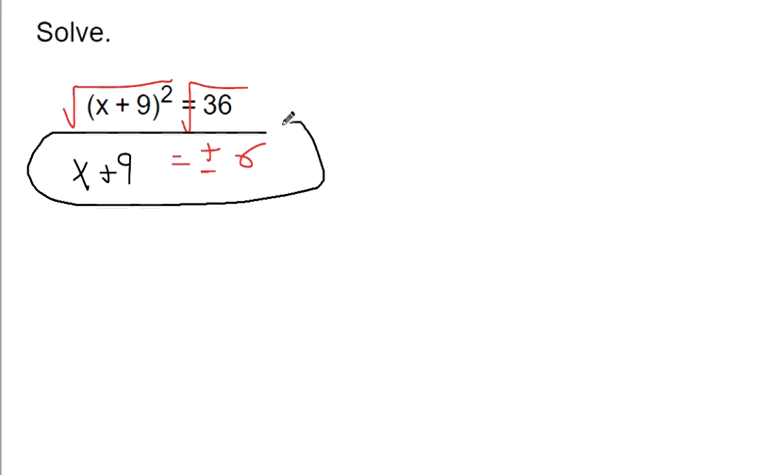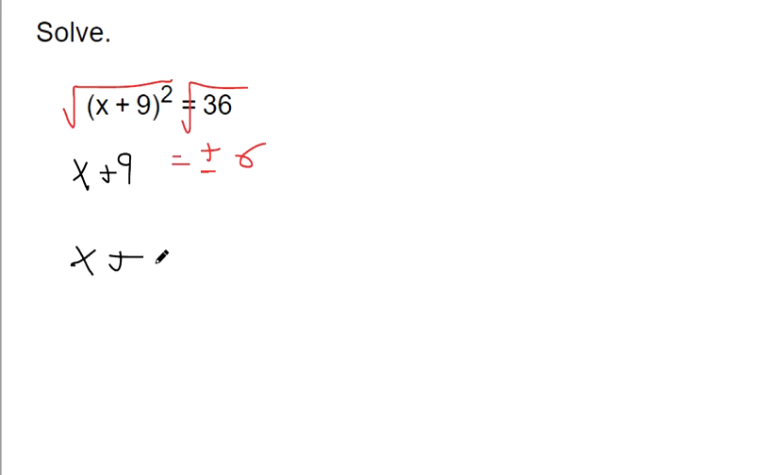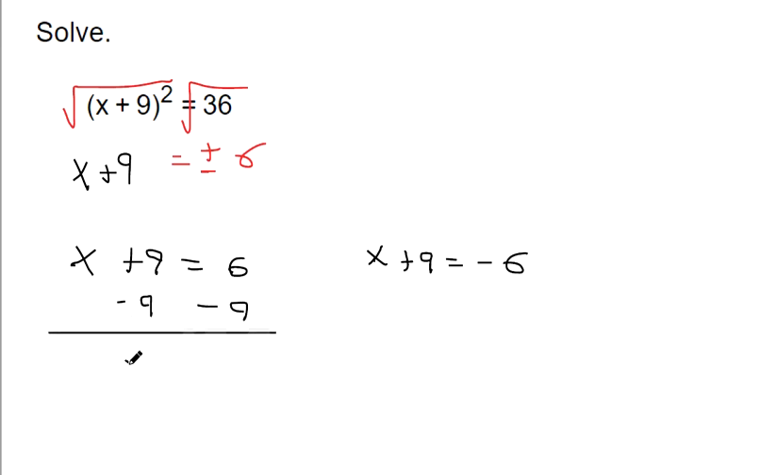So the way you handle that plus or minus symbol is you solve twice. You solve once if x plus 9 equals positive 6, and then you solve again when x plus 9 equals negative 6. And to solve these equations, that says plus 9, you can get rid of the plus 9 by subtracting 9 from both sides.